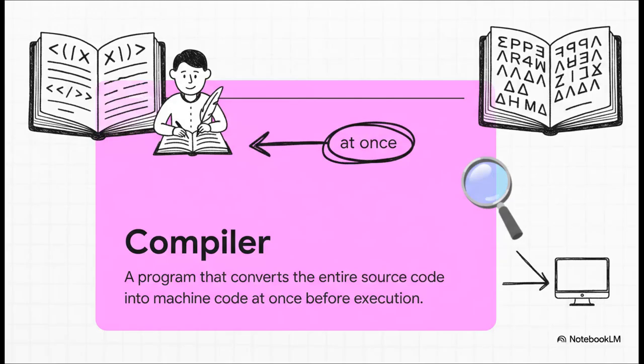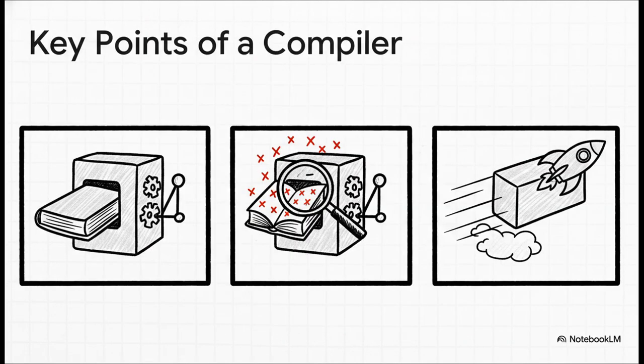The biggest thing you need to remember about a compiler is that it does its work all at once. Think of it like a translator who takes an entire book you've written, translates the whole thing from start to finish, and then, and only then, gives you back the finished translated version. Nobody gets to read a single page until the entire book is done. So what does that really mean?